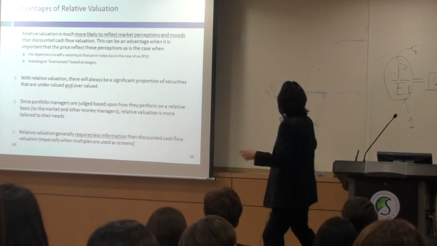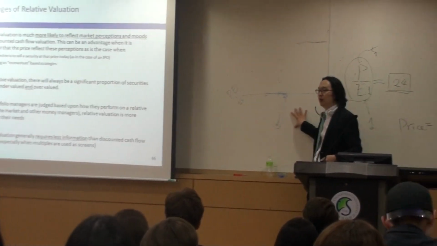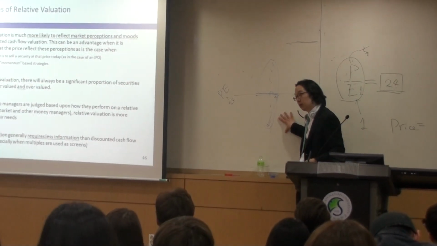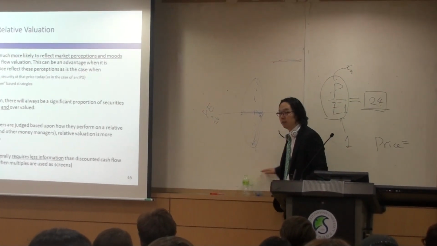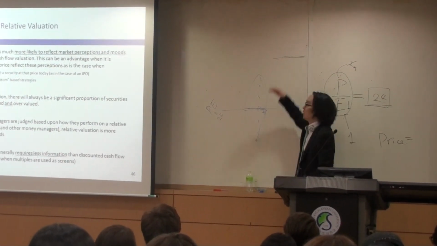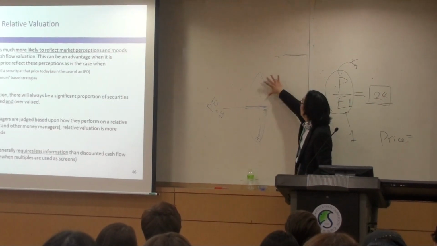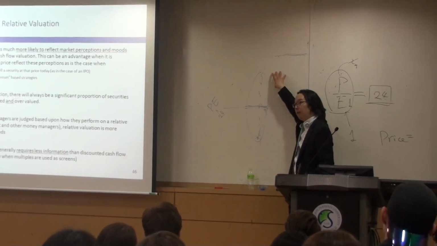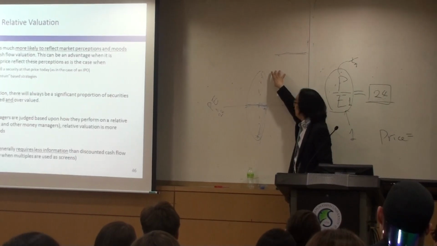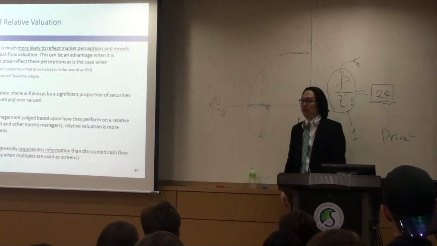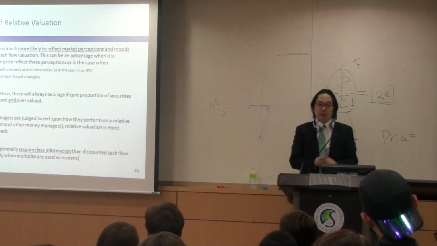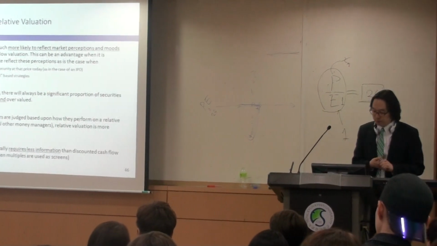Even though some of your stocks may be undervalued based on relative valuation, they could still be overvalued if the whole market is in a bubble. And vice versa. Even though some of the market seems overvalued, overpriced, it may still be undervalued if the whole market is tanking. So that's something you have to be careful about.